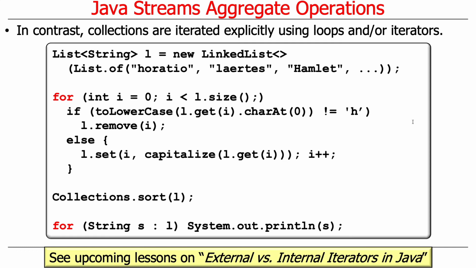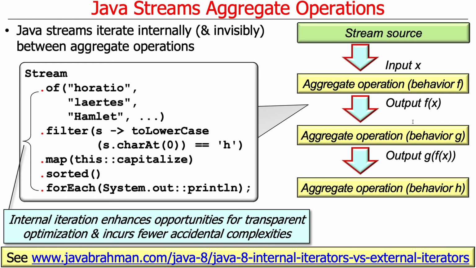And after we've done running this loop, then we're going to use the sort operation from Collections to sort the list. And then when we're done, we're going to use a for each loop to iterate through the list that remains after removing the elements that don't match, and we're going to print the results. So this would be an example of external iteration, whereas this is an example of internal iteration.